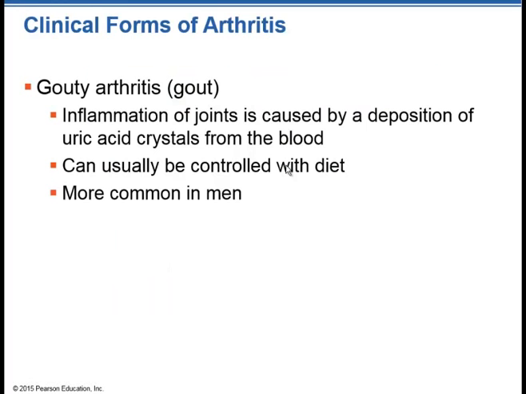Another type of arthritis is gouty arthritis, or gout. This is due to the buildup of uric acid crystals, which very often deposit for some strange reason in the big toe. And when those crystals are there, they're irritating, and that's what sets up the inflammatory process. In terms of diet, eating too much meat products with lots of animal DNA can actually lead to this condition, and it is more common in men.